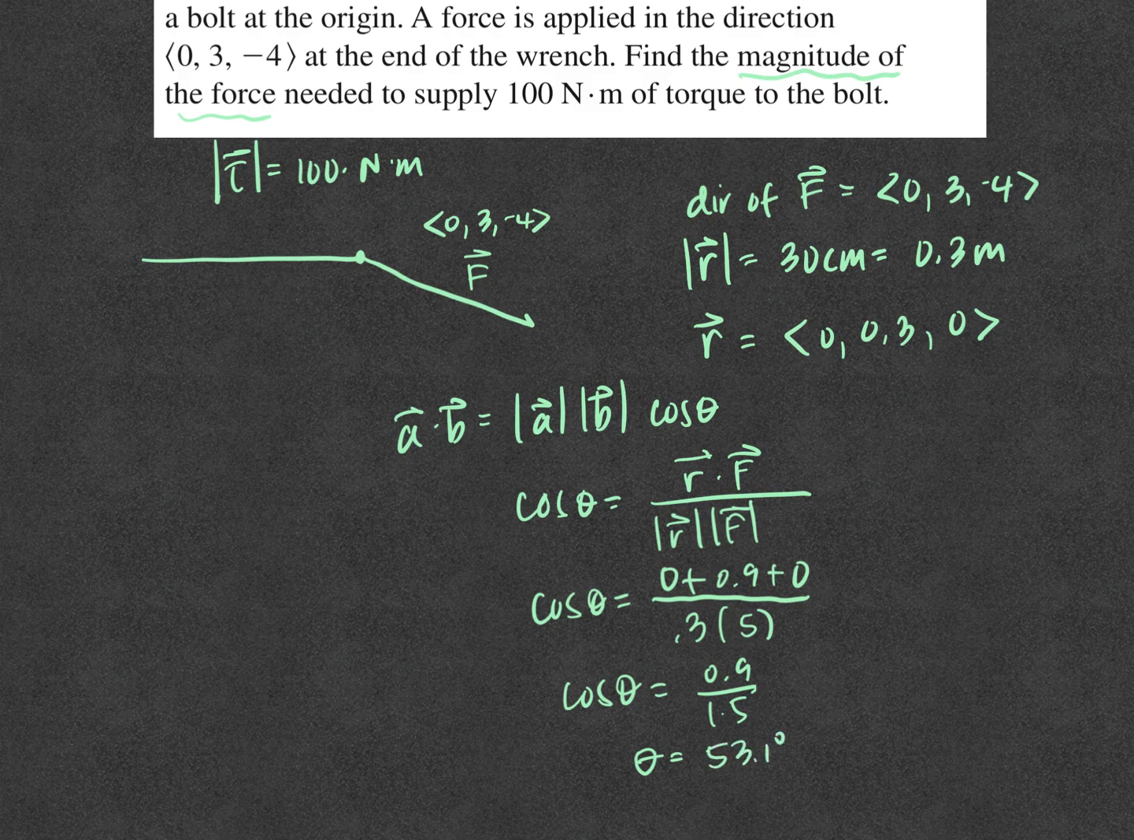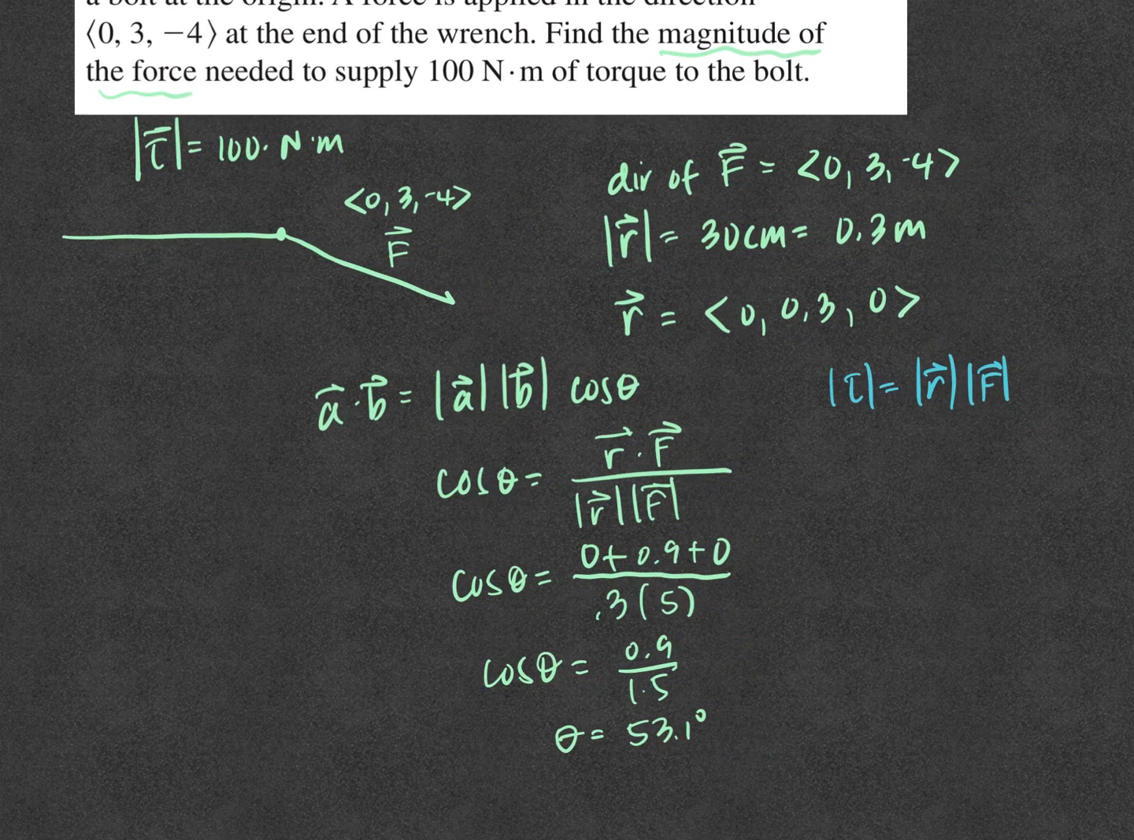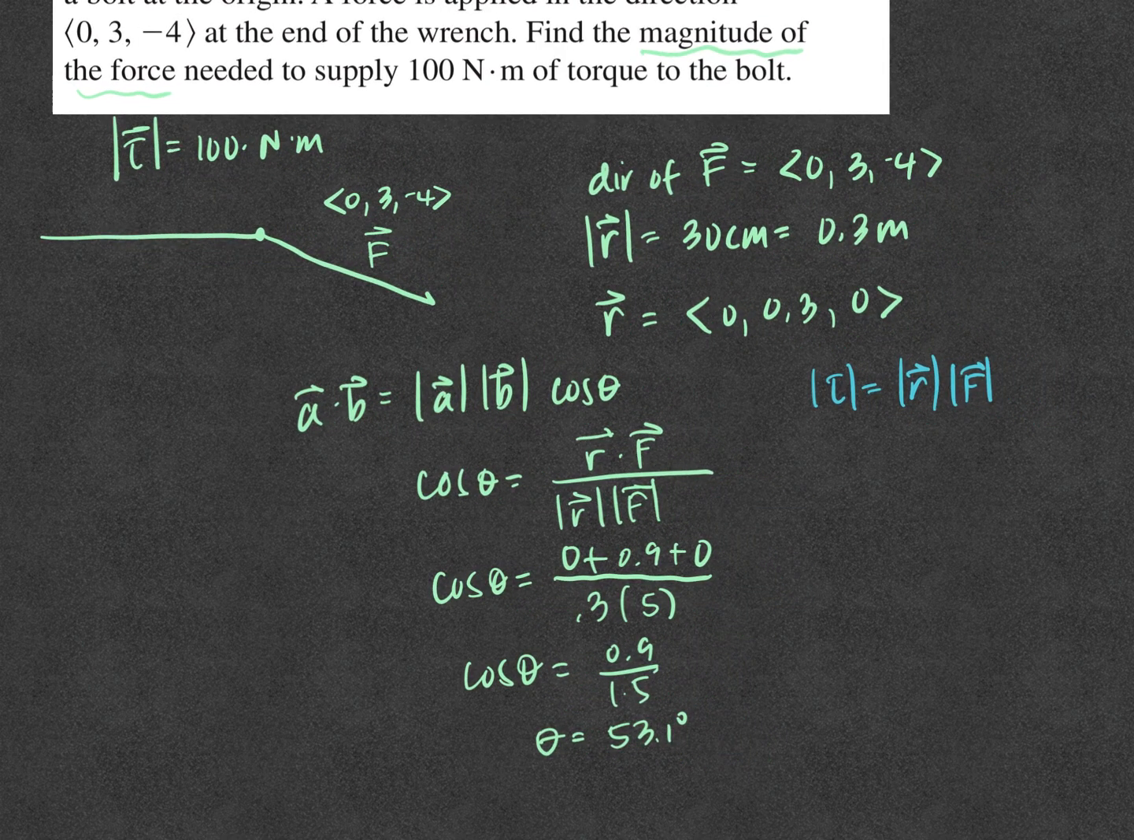Now we can talk about tau. So we're going to say the length of tau equals the length of r times the length of f, which is what we're looking for, the magnitude of f, times sine of theta. So this was just a direction vector. This doesn't give us the magnitude of the force. There's more going on with that.